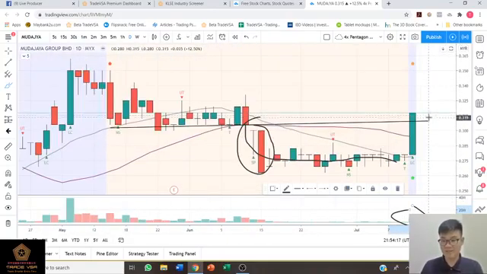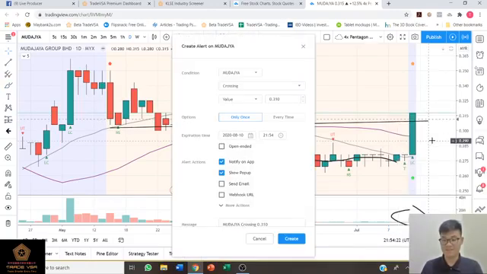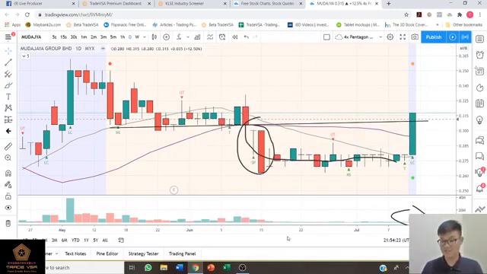Next Monday, importantly, you need to test the 31s. Again, I'm not so sure whether it breaks out or not. Once it breaks out, I'll leave it up to you whether you want to chase or not. But I always like to enter somewhere around here.